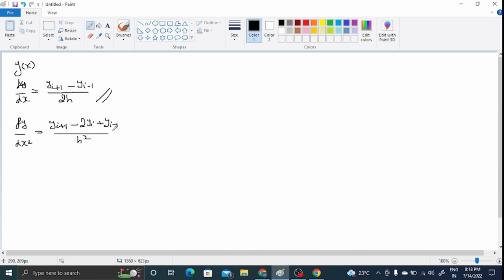Okay, so please note there is no need to worry about this. It depends upon what is there in the numerator and denominator. If it is a single variable function, then normally in the numerator y is used to represent the function. So dy by dx is equal to y i plus 1 minus y i minus 1 divided by 2h, right? And here d square y by dx square is equal to y i plus 1 minus 2 y i plus y i minus 1 divided by h square. So this one is about a single variable function.